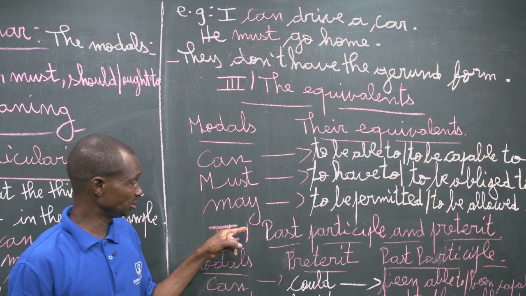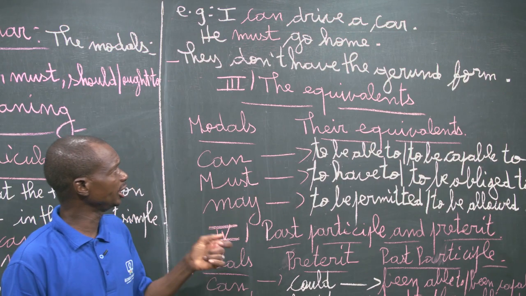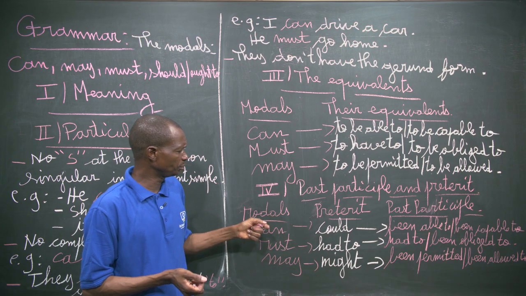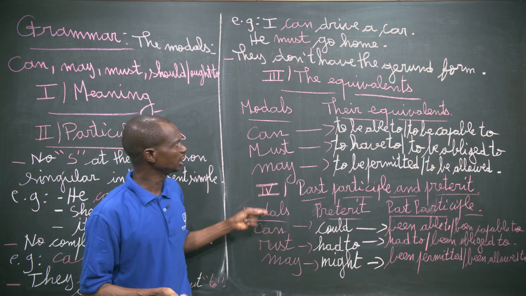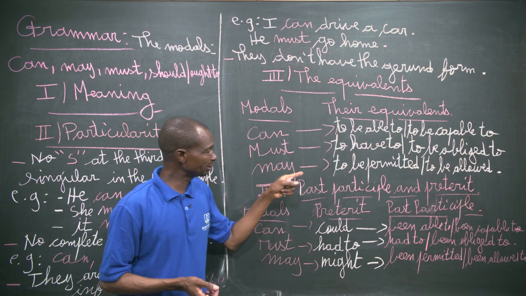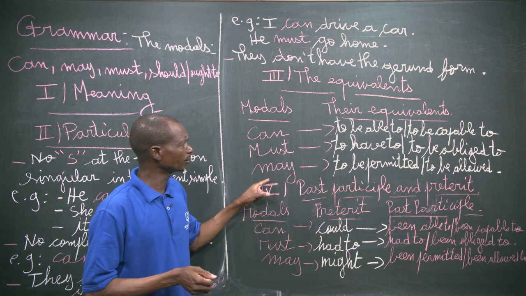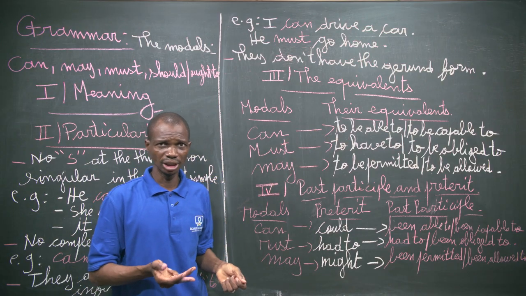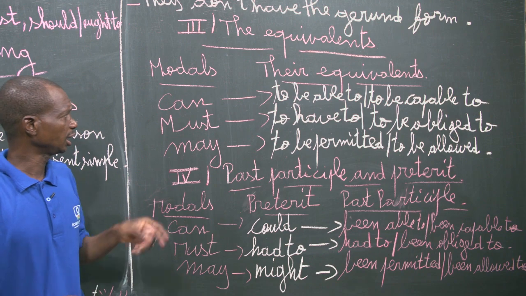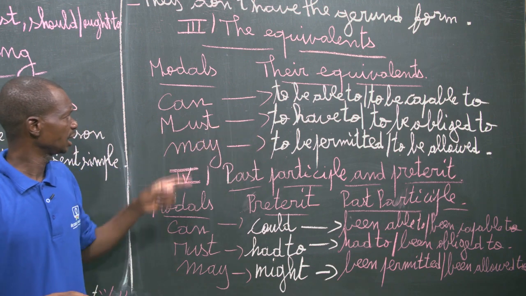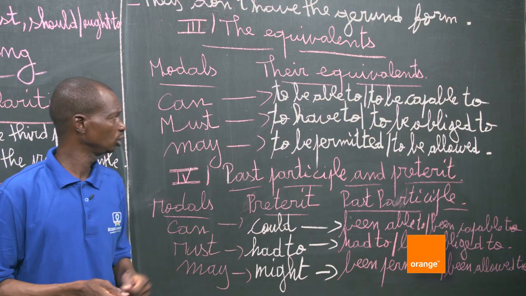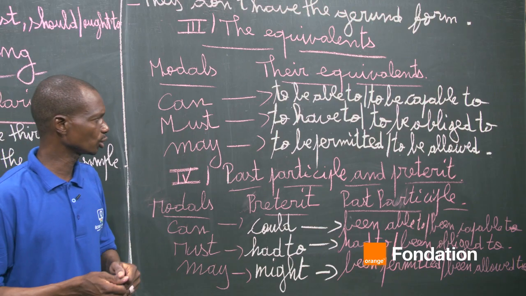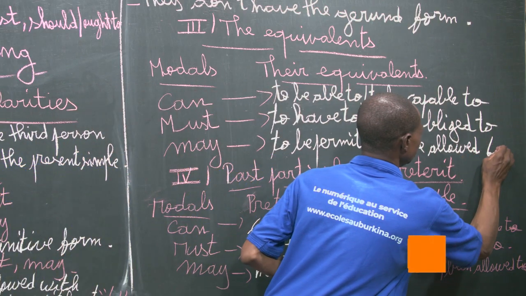We use the equivalents in order to give the past participle form, because they don't have the past participle like that. We use the equivalents because we are going to give the importance of the equivalence in the simple future, the present perfect and the past perfect. And here are the equivalents. Can: to be able to or to be capable to. Must: to have to or to be obliged to. May: to be permitted to or to be allowed to.